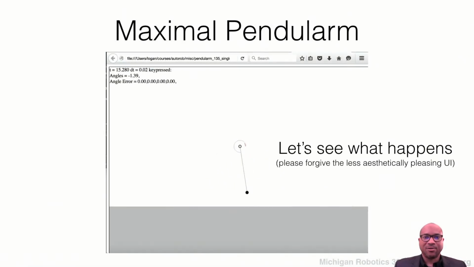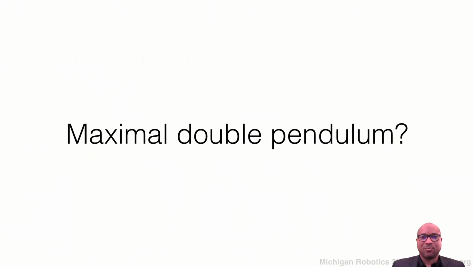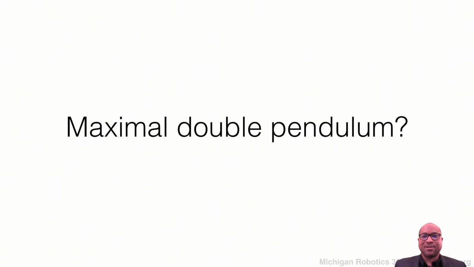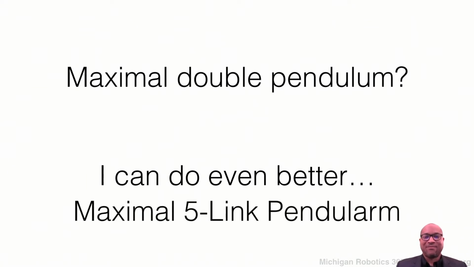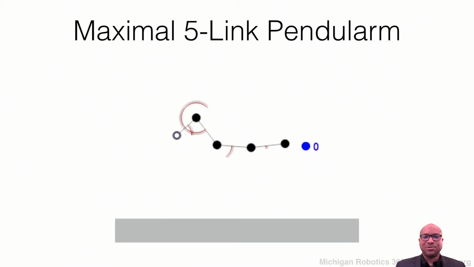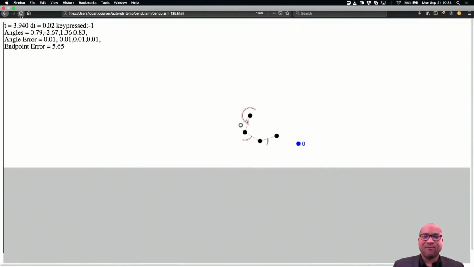From this maximal pendulum arm, one question would be, if you go back to the last lecture, what would a maximal double pendulum look like, and how much work would it take to implement one of those? I would like to say that I can do even better than a maximal double pendulum. I can actually make a 5-link pendulum arm, and that is relatively easy to do. So let me go over to my browser and show you my maximal 5-link pendulum arm.